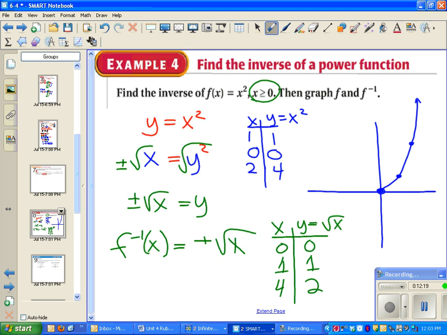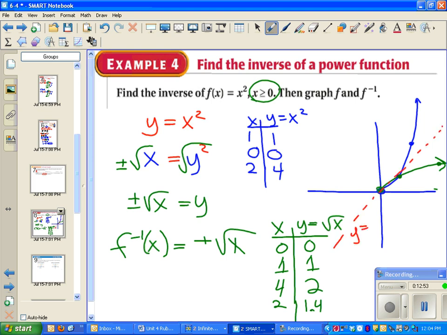And on your guided practice, you might just need to use a calculator because you're not always going to know what the nice numbers are. So if I did 2, the square root of 2, if I put that in my calculator, I'll get 1.4. All right, so when I graph that, I get 0, 0, 1, 1, 4, 2, right about here. And that's the graph of that. And what's nice about all inverses is they're going to reflect over the line y equals x.